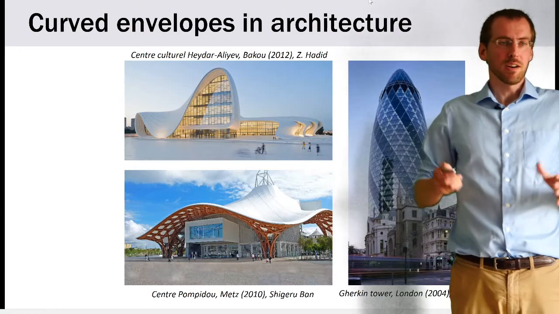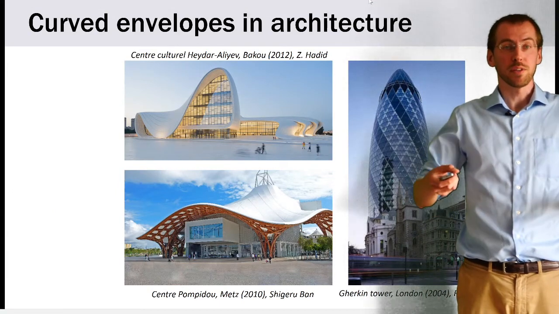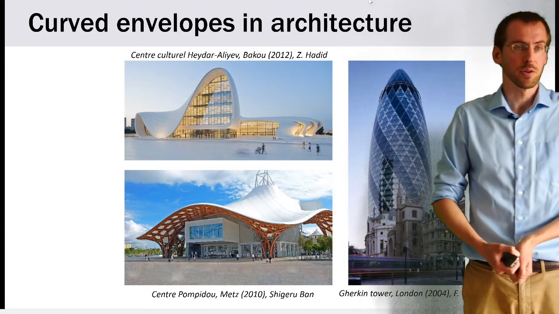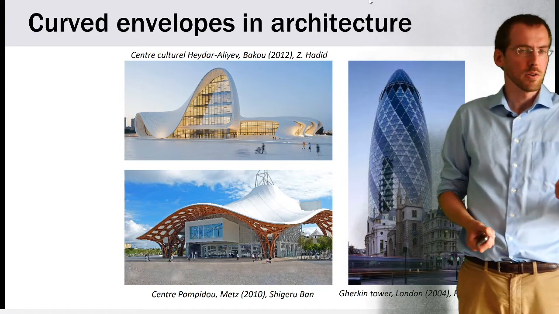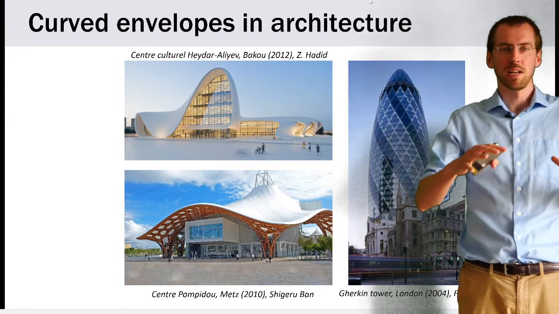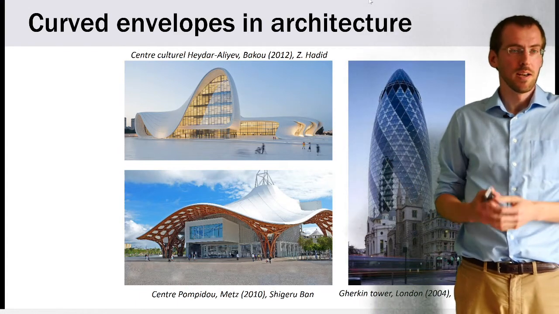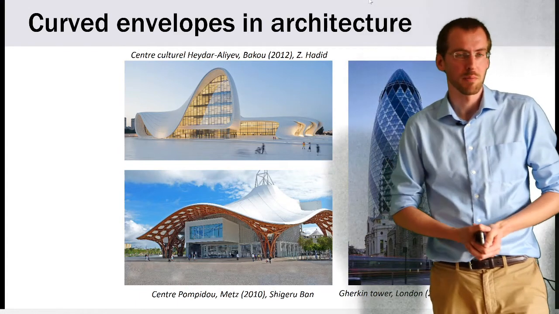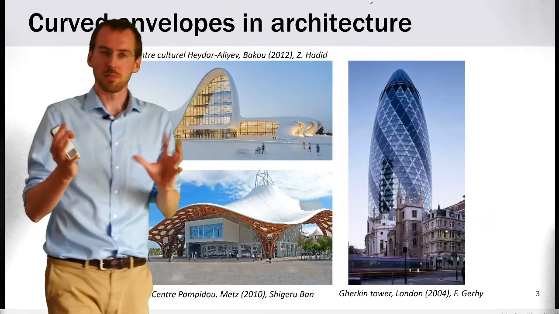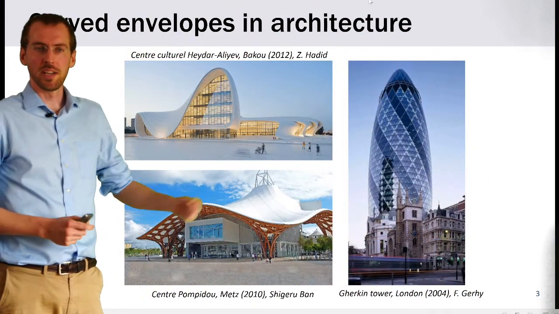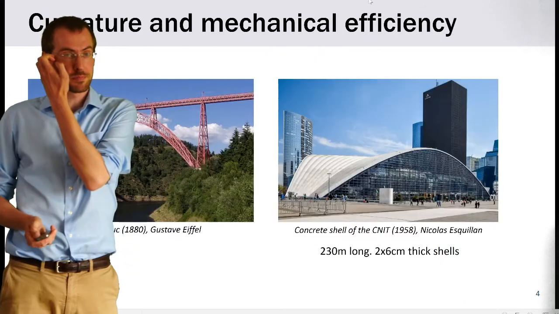So the topic of my work was about curved envelopes in architecture. Curved envelopes allow to design expressive, iconic structures. They give a very large design space to fulfill many of the architectural requirements of a project. They even allow to control the environment inside, like controlling the airflow in the Gherkin Tower.